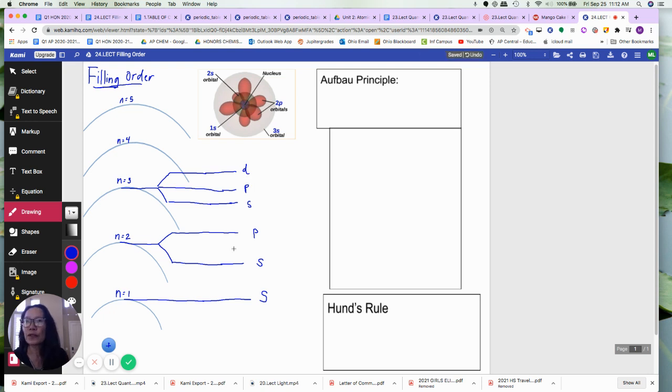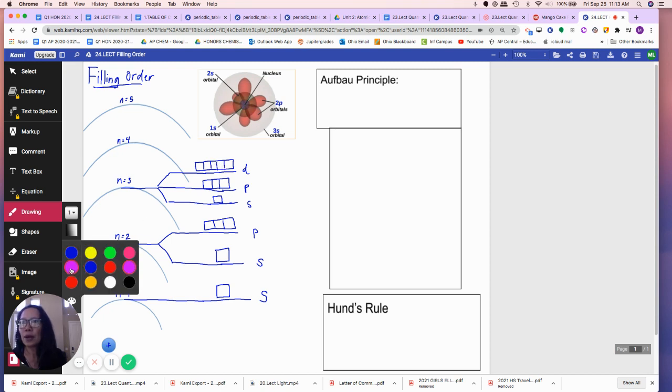To fill it up, first you have to know that the S sublevel only has one orbital. The P sublevel has how many? You're right, it has three orbitals. The S sublevel has one orbital, the P sublevel has 3, and the D sublevel has 5.